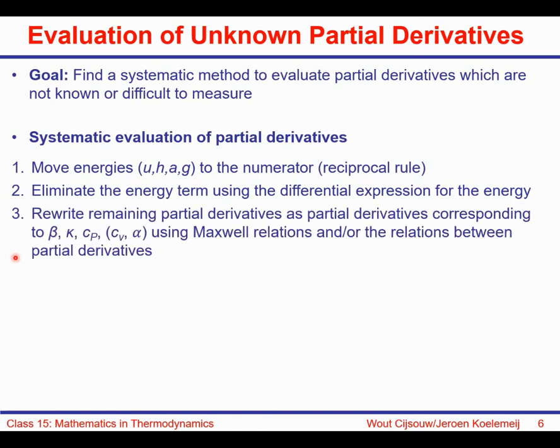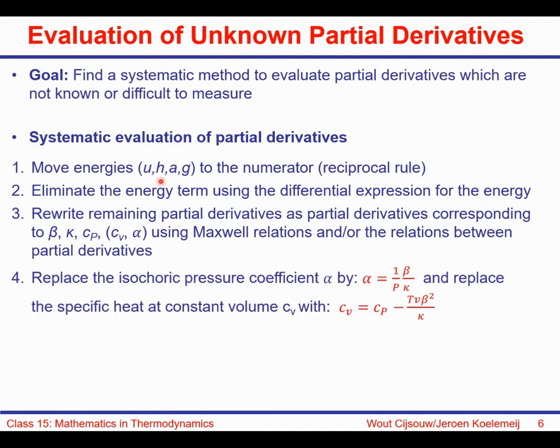Then we end up with an expression where we can recognize certain partial derivatives that turn out to be equal to things like the expansion coefficient or the compressibility. So we can simplify the relations, replace partial derivatives with these coefficients that are known or can otherwise be measured. And we will also frequently use things like the Maxwell relations for that.